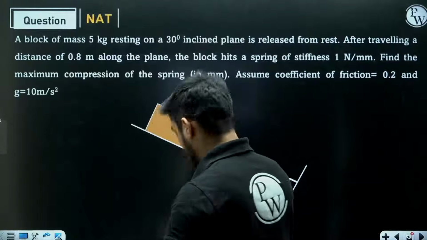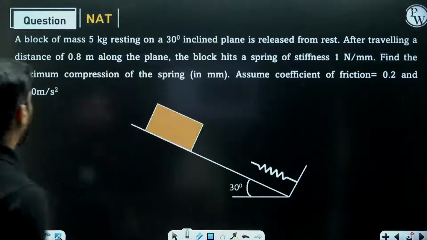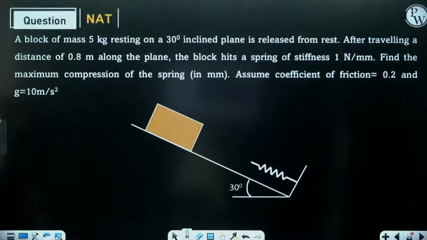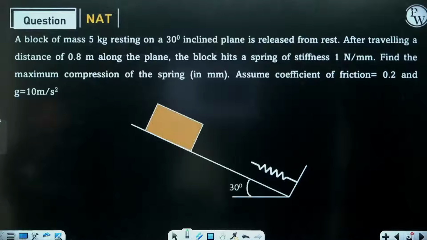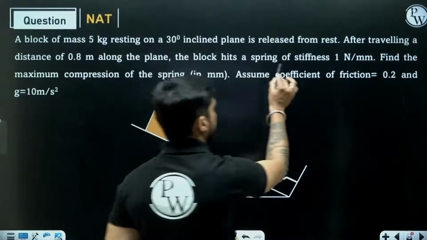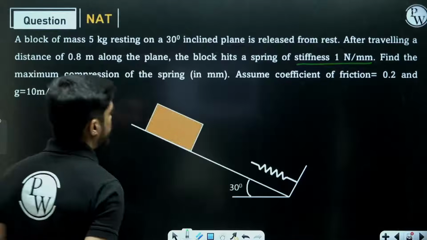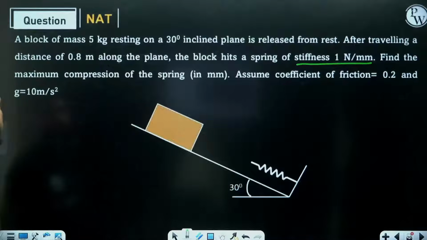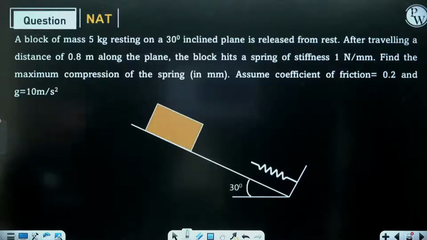Now this is a very interesting question. Understand this question. A block of mass 5 kg resting on a 30-degree inclined plane is released from rest. After traveling a distance of 0.8 meter along the plane, the block hits a spring of stiffness 1 Newton per mm. Find the maximum compression of the spring. Assume coefficient of friction 0.2 and g equal to 10 meter per second square.